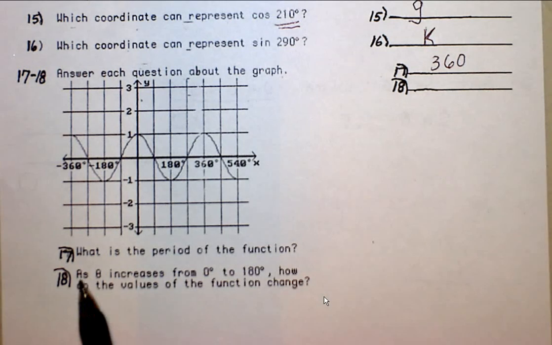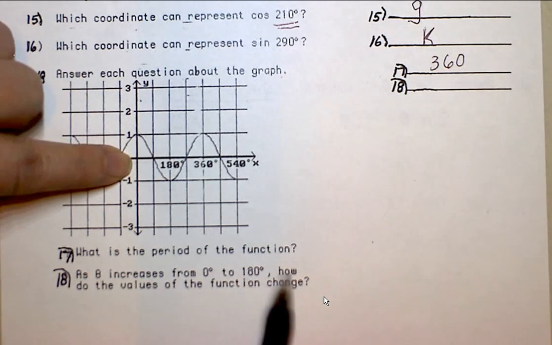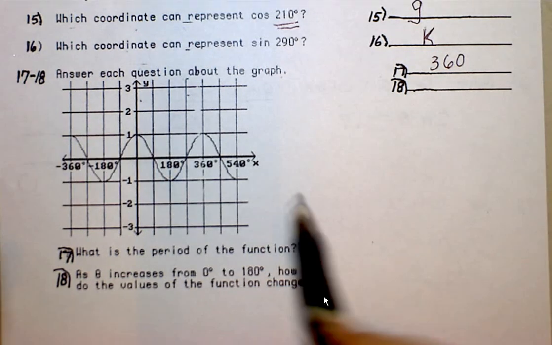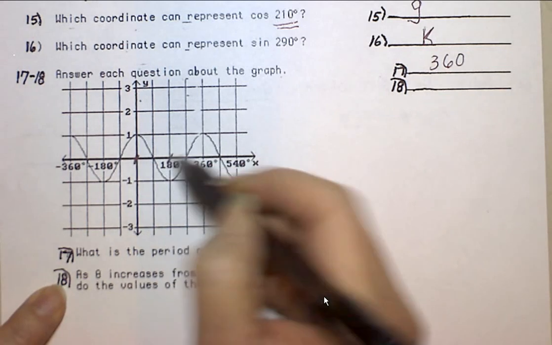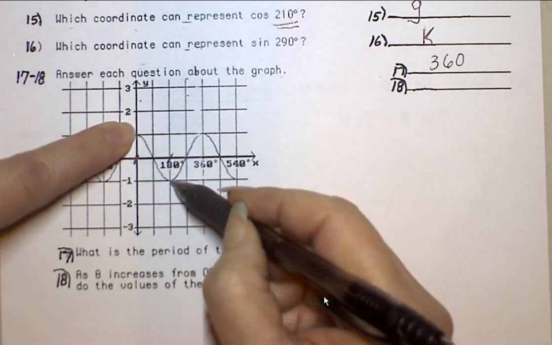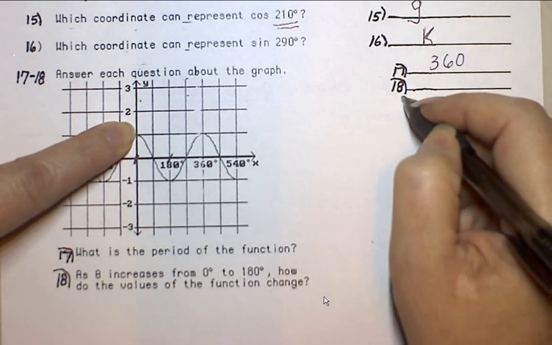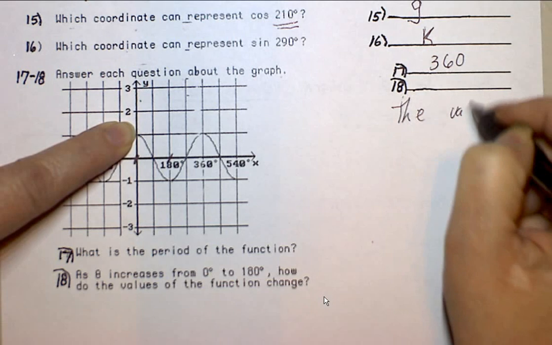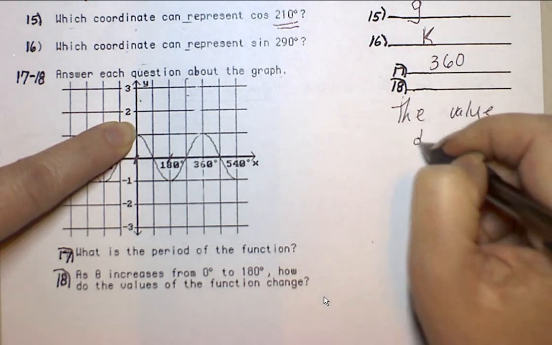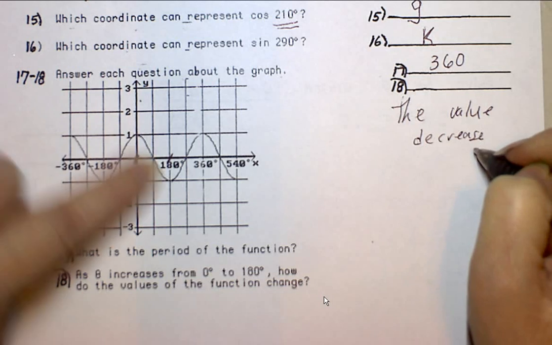As theta increases from 0 to 180, how do the values of the function change? So from here to here, what is happening to the function? Yes, it is decreasing. So the values are decreasing from 1 to negative 1.